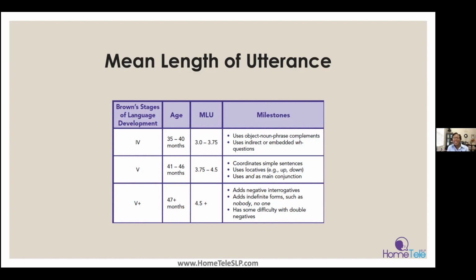And then the last stage is 5 plus, and that refers to children between 47 months and up. And their MLU should be 4.5 words and more. So they're expanding and growing and language is exploding. And so they have more descriptive sentences at this point.